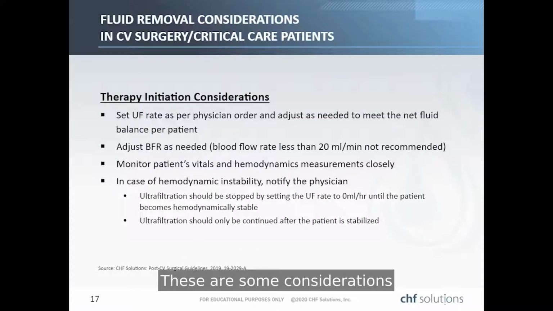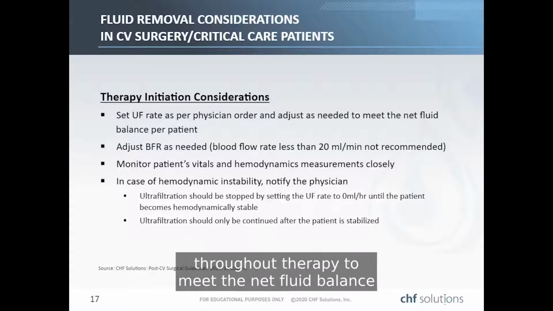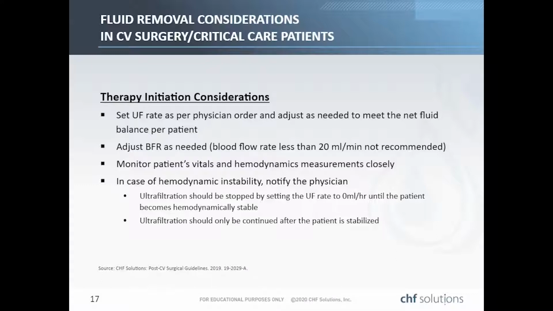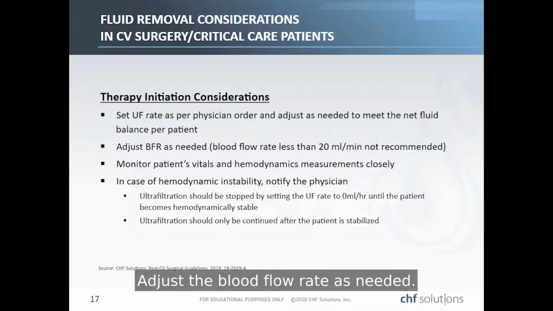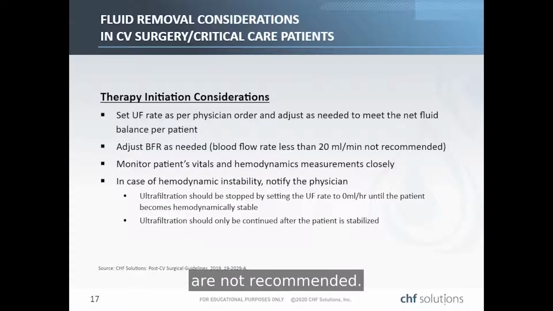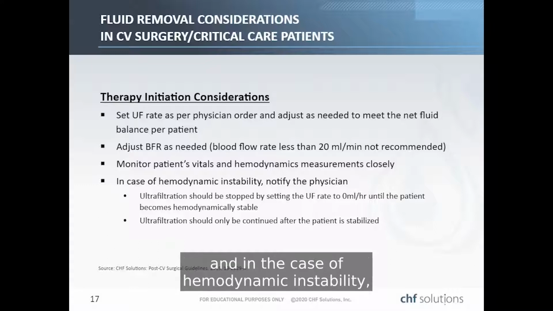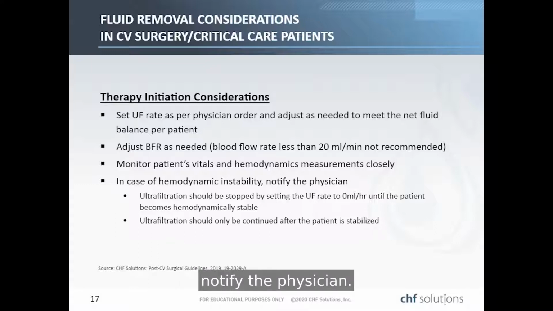These are some considerations for initiating ultrafiltration therapy. Set the UF rate as per the physician order, but it may be adjusted as needed throughout therapy to meet the net fluid balance for that patient. Adjust the blood flow rate as needed. Blood flow rates below 20 milliliters per minute are not recommended. Monitor the patient's vital signs and hemodynamics, and in the case of hemodynamic instability, notify the physician.